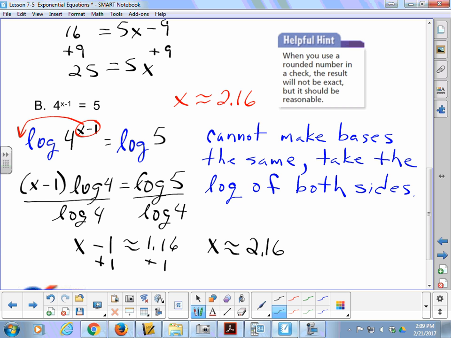So there's two different things we're looking at when we're solving exponential equations. One, can I make the bases the same? If I can, then I'm going to do that, and then I can just set the exponents equal to each other. If I can't make the bases the same, then I'm going to take the log of both sides and solve for x that way, because then I can take the exponent and move it to the front. All right?